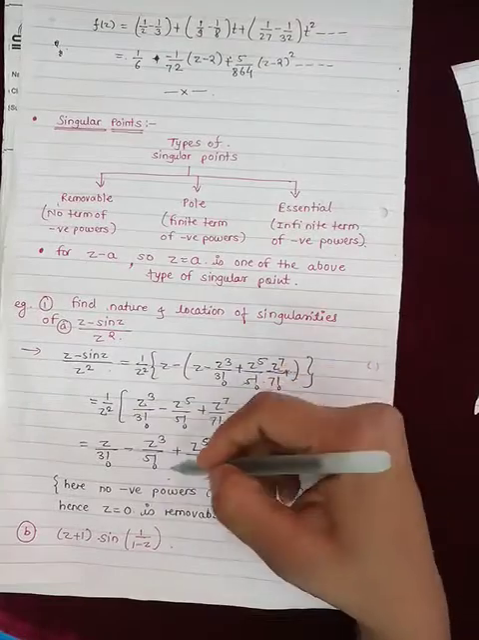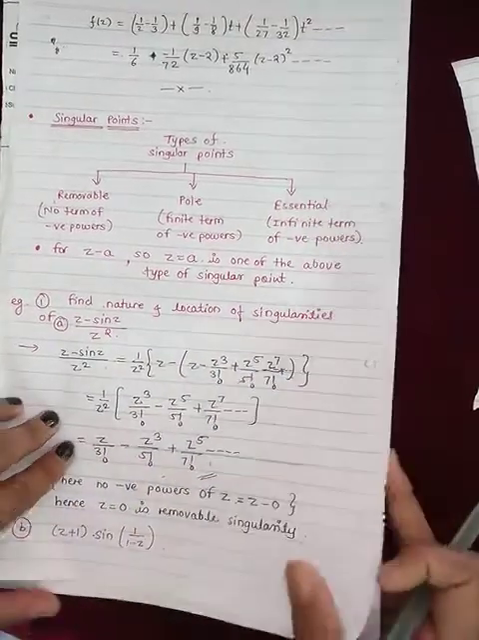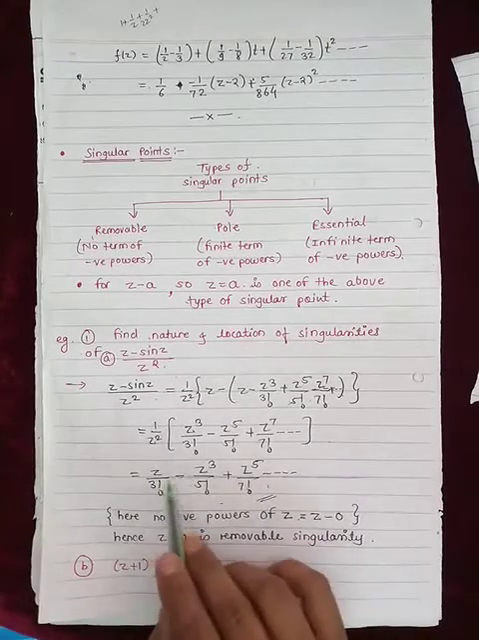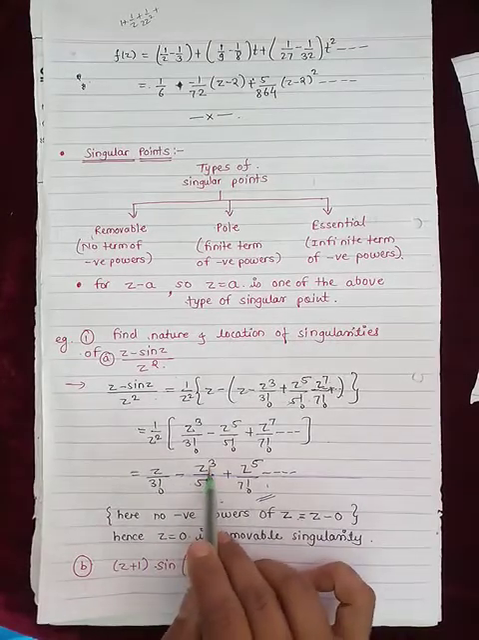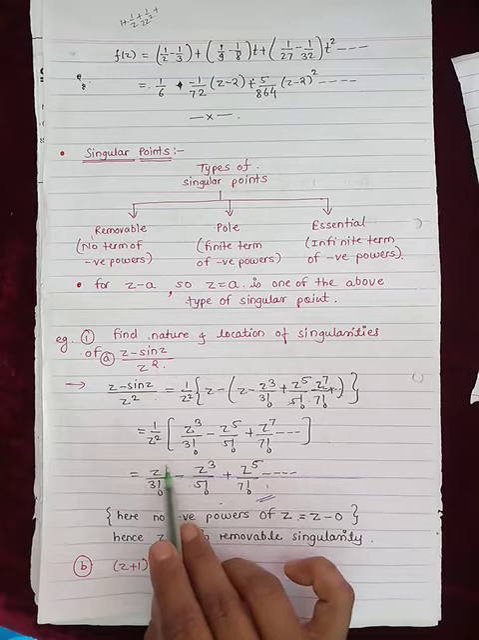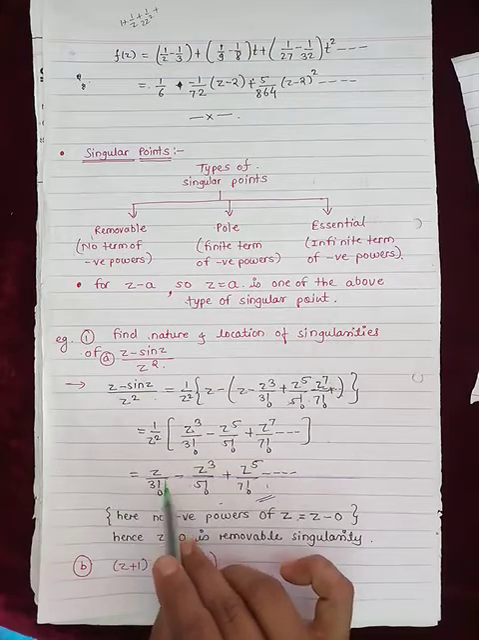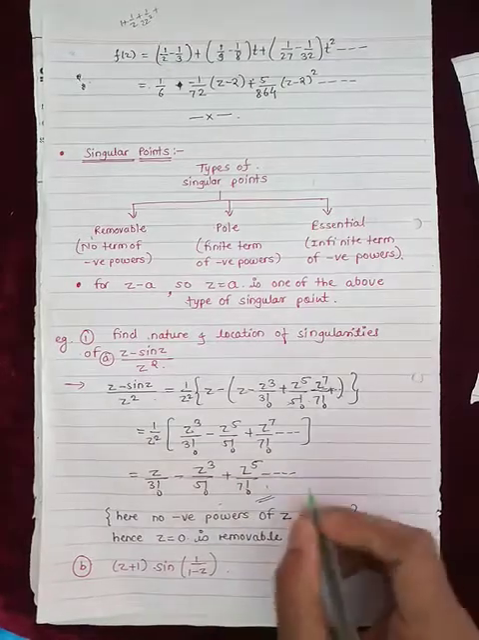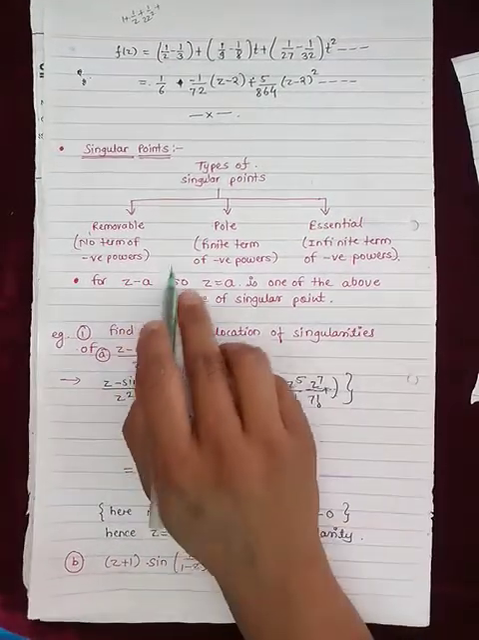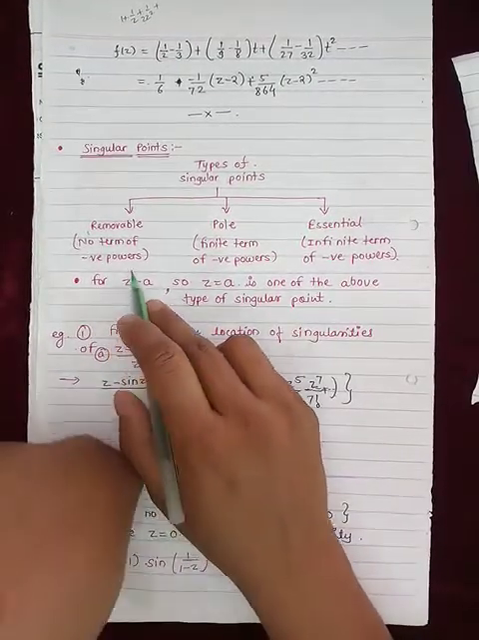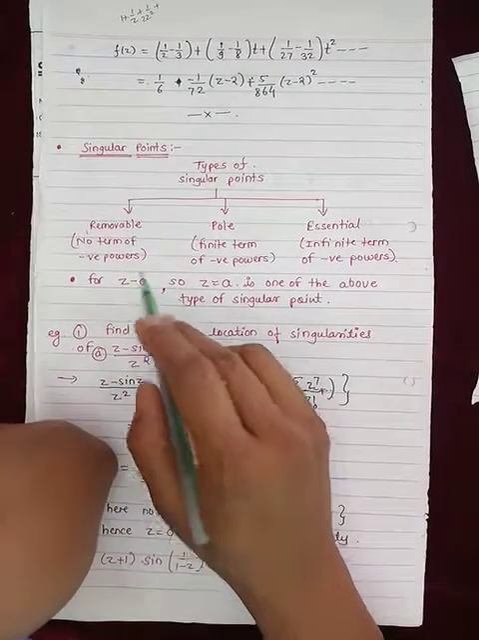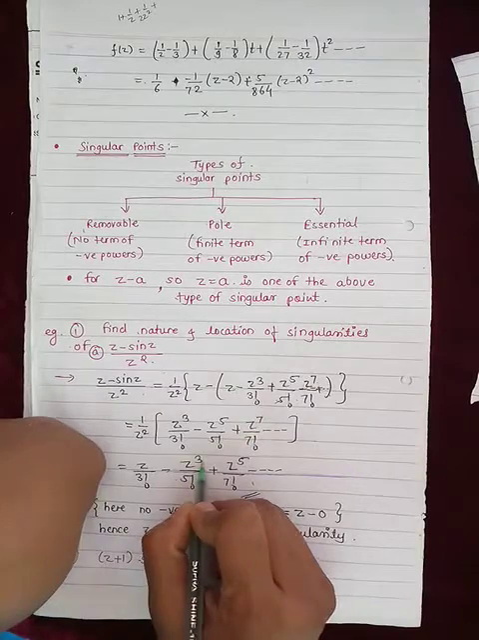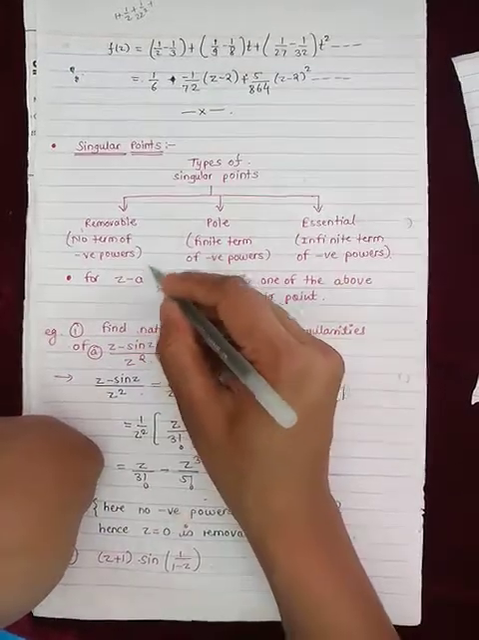Which condition fails here, or which condition do we have to use here? So here z has positive powers: z raised to nothing means 1, z raised to 3, z raised to 5. We want a bracket and then its power. So here only z is present, z raised to power 3, but we want a bracket raised to the power.